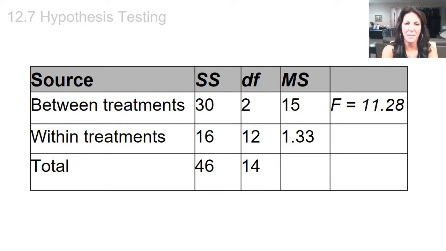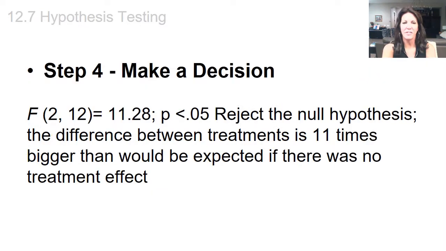Our Anova table is complete, and now we just need to make a decision. So the decision that we make is that we are going to reject the null hypothesis. Remember, our critical value was 3 point something. Our F is 11 point something. So we reject the null hypothesis that says that there are no differences between the means. We say there are differences between the means, at least 2 of the means.